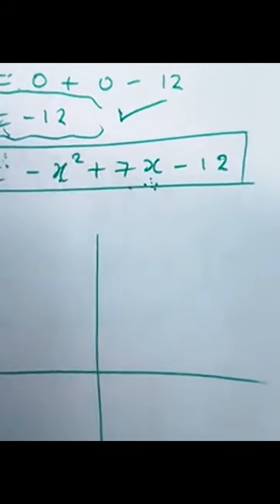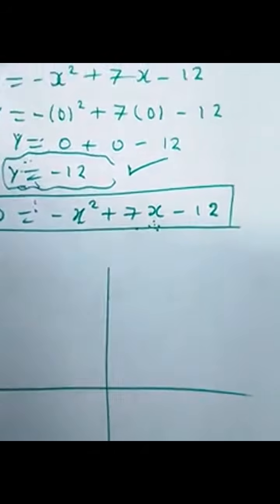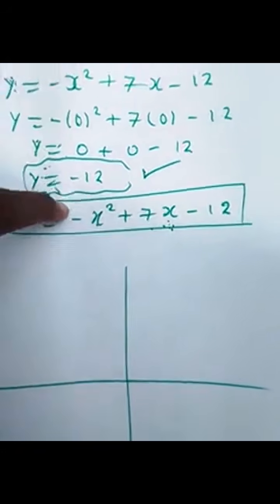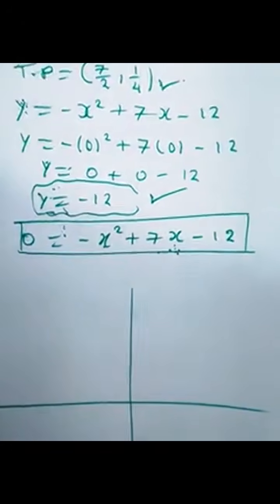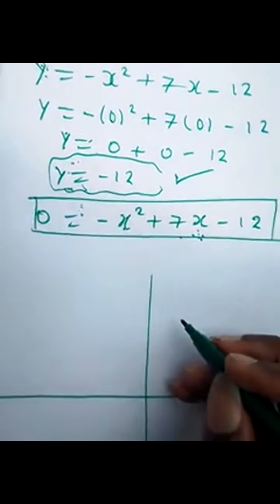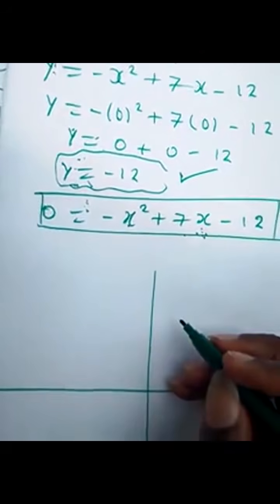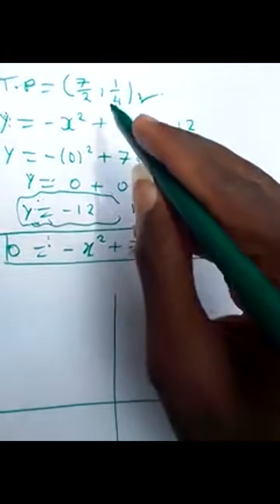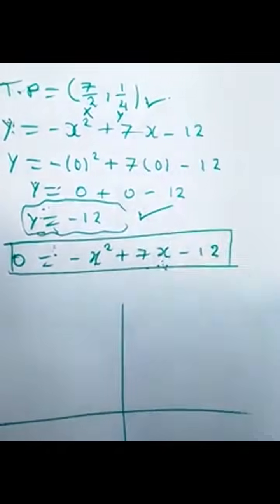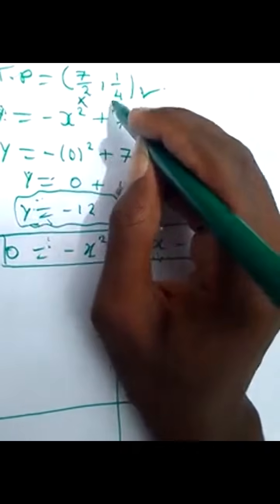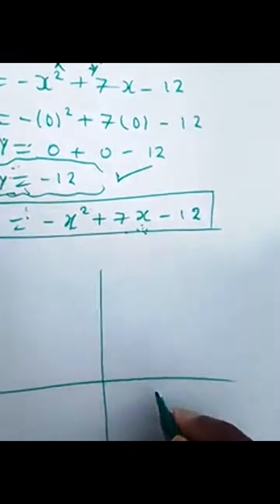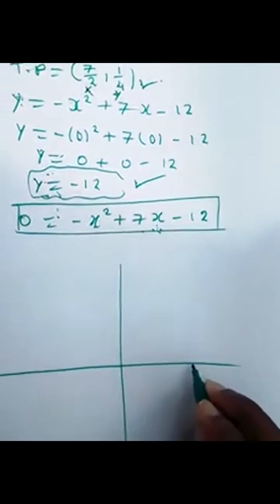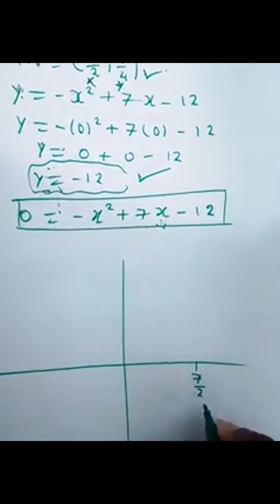So what do we do now? Now we graph, right? Look, the turning point and the y-intercept are enough for you to start graphing. So first of all, you need to graph your turning point. Turning point, where is it? This one. So this is the x-axis, and this is the y-axis. In the x-axis, I'm having 7 over 2. In the y-axis, I'm having 1 over 4.